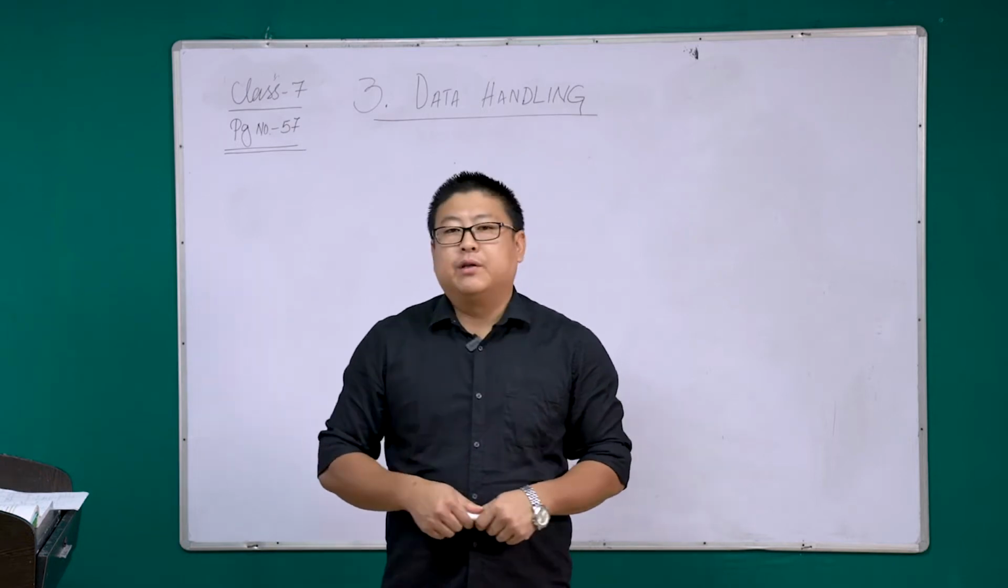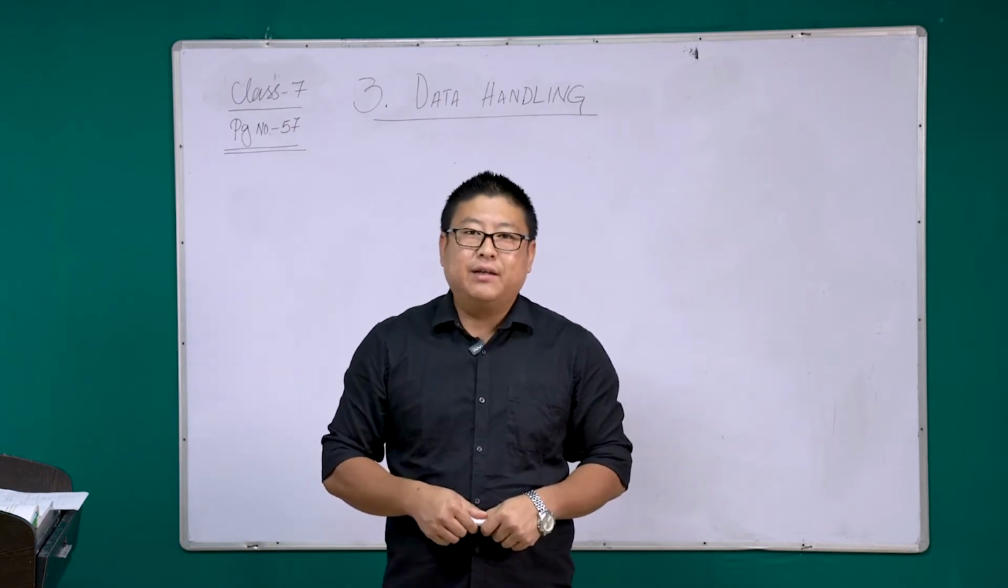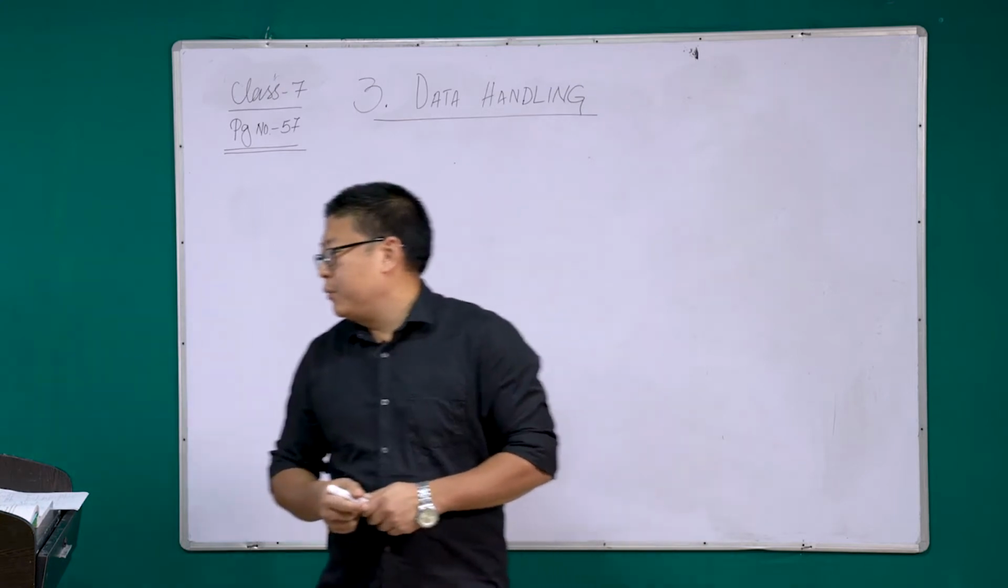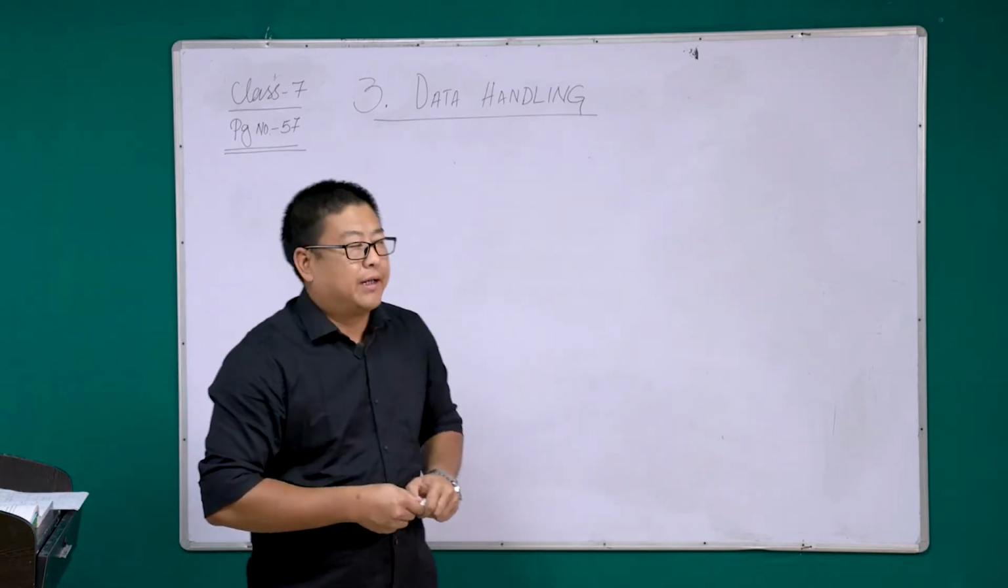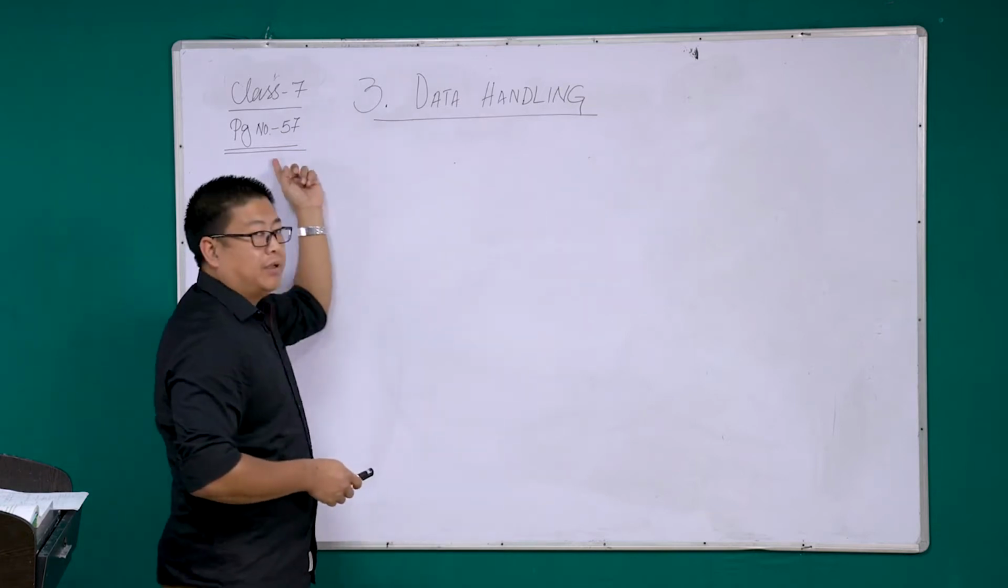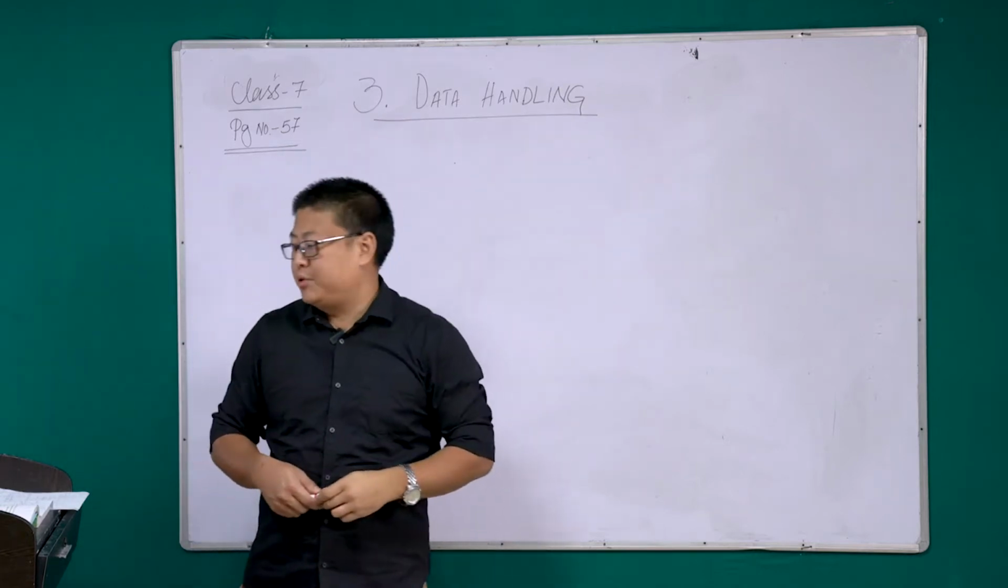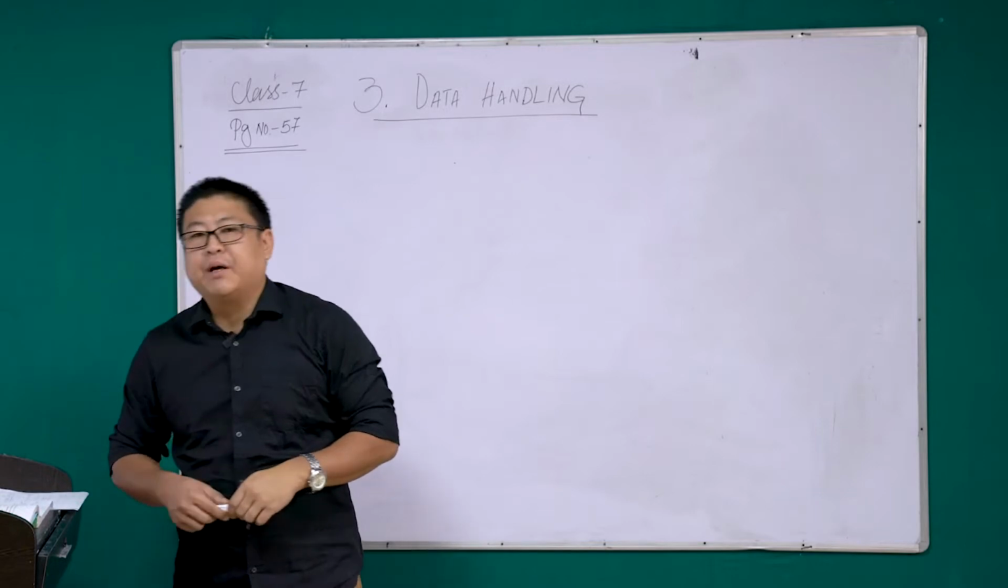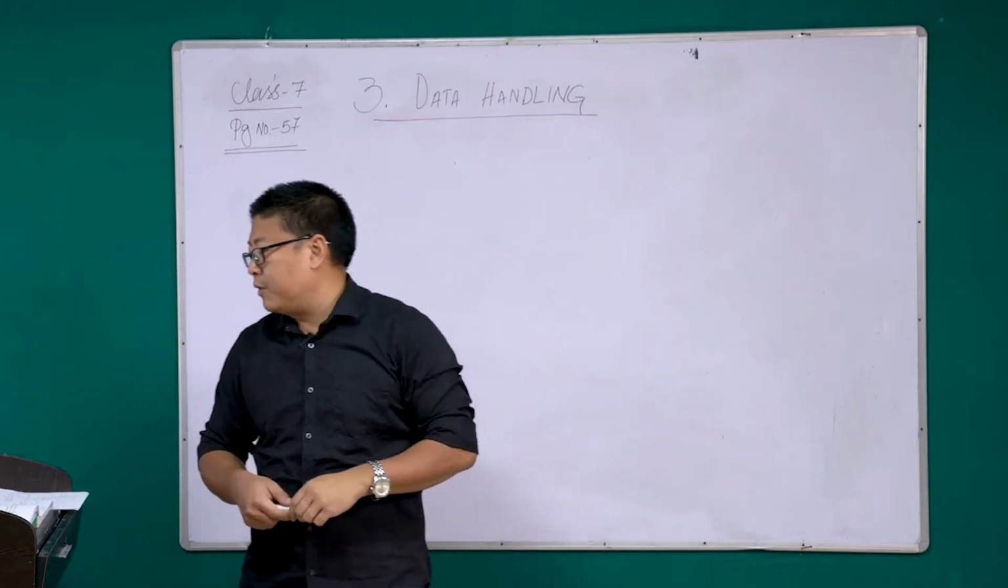We will be dealing with mathematics of class 7 and today together we will be studying chapter 3, that is data handling. It is on page number 57 of the textbook. Please turn to chapter 3, page number 57 in your textbook.